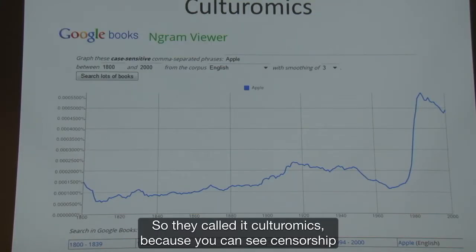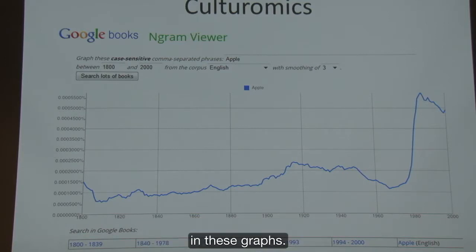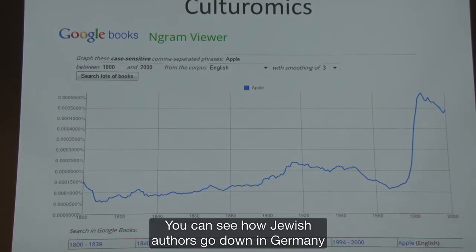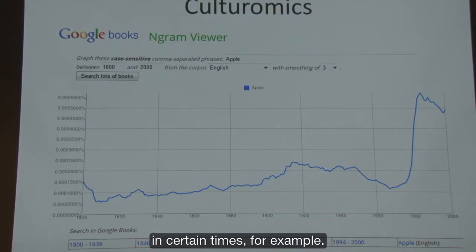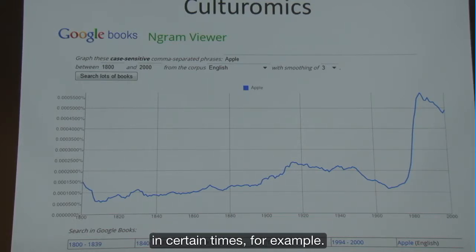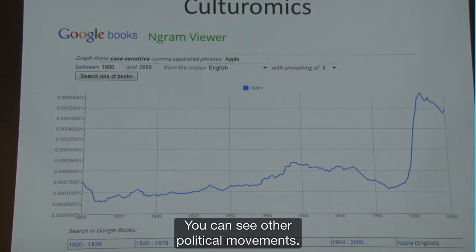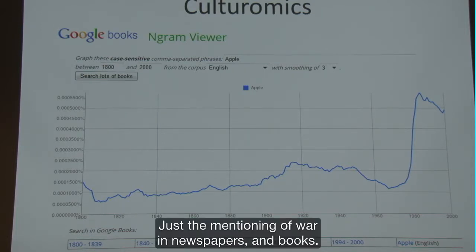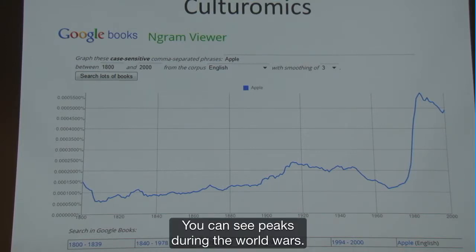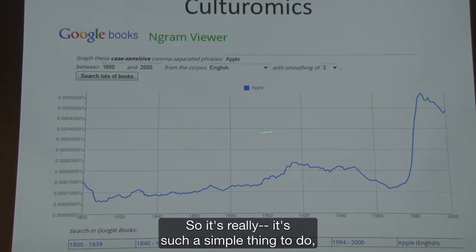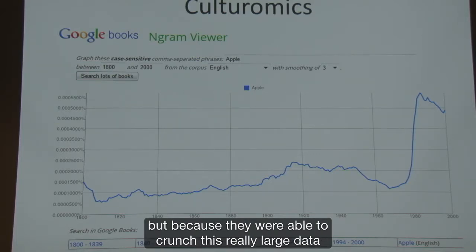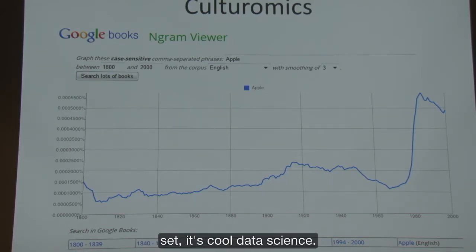So they called it culturomics because you can see censorship in these graphs. You can see how Jewish authors go down in Germany at certain times, for example. You can see other political movements, war, just the mentioning of war in newspapers and books, right? You can see peaks during the world wars. So it's such a simple thing to do, but because they were able to crunch this really large data set, it's cool data science.